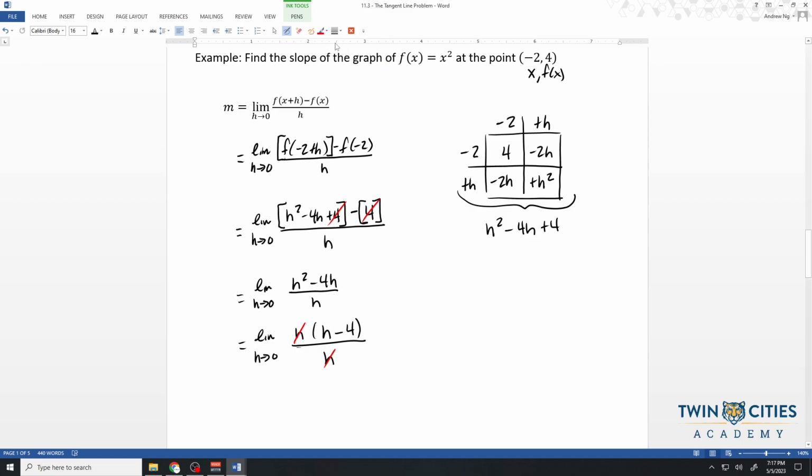This is going to be equal to, well, now I'm ready to put 0 in. This will be 0 minus 4, equals negative 4. So the slope of this function is equal to negative 4 at that point.